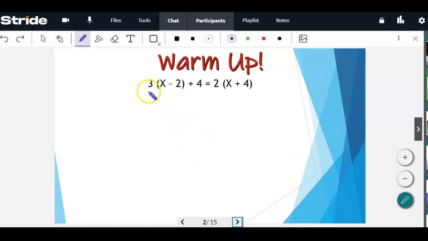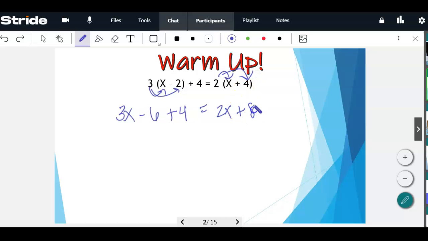So we have distributive property. You need to multiply the 3 and the x. That's 3x. And then the 3 and the minus 2. 3 times 2 is 6, so that's minus 6. Then you have plus 4. And on the right side, you're going to multiply that 2, so you get 2x, and then that 4 times 2 is 8.